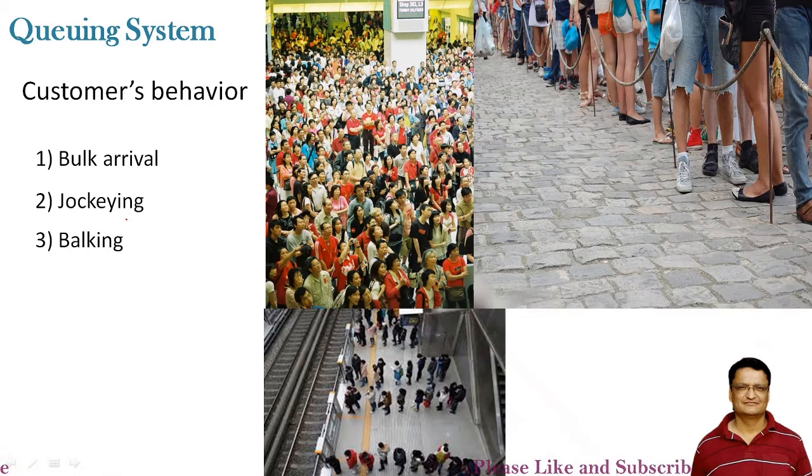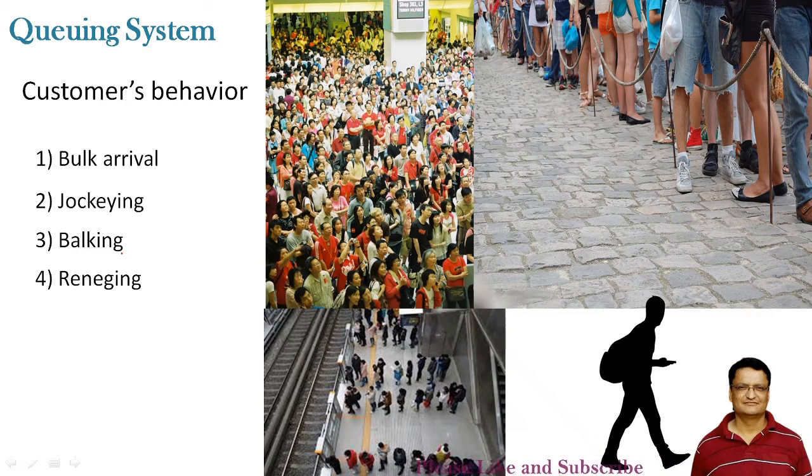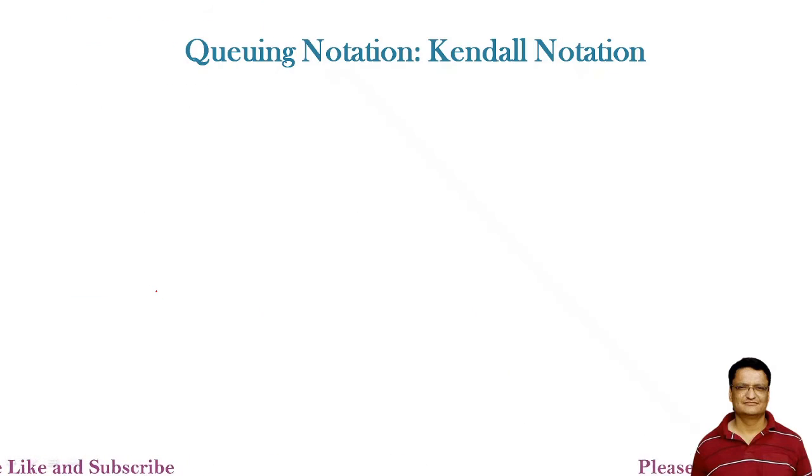There could be situations when you find that there are already a lot of people waiting in a line to get the service, so you decide you had better not join this queue, and this behavior is called balking. And in some situations it may happen that by looking at the queue only you decide not to join the queue, and this particular behavior is called reneging.